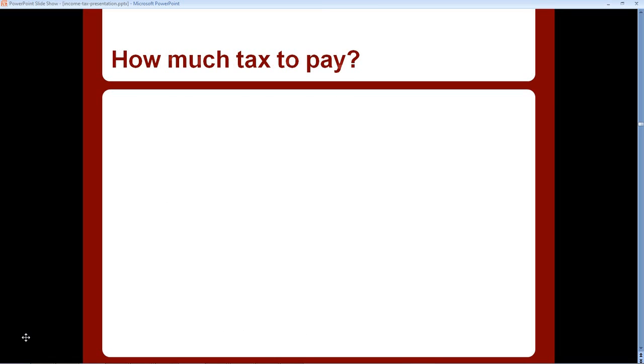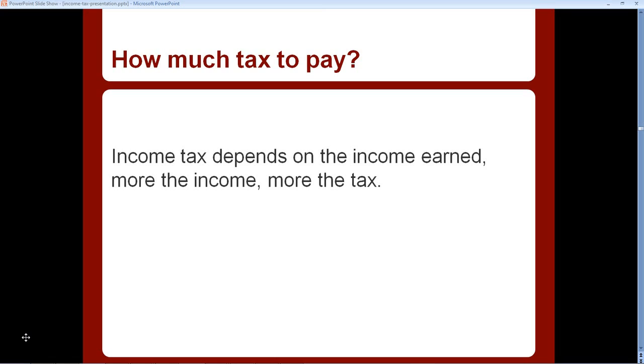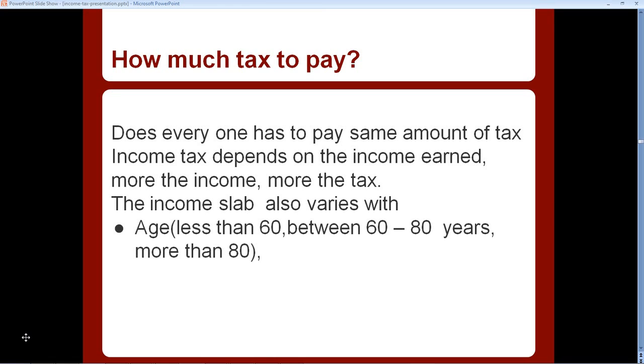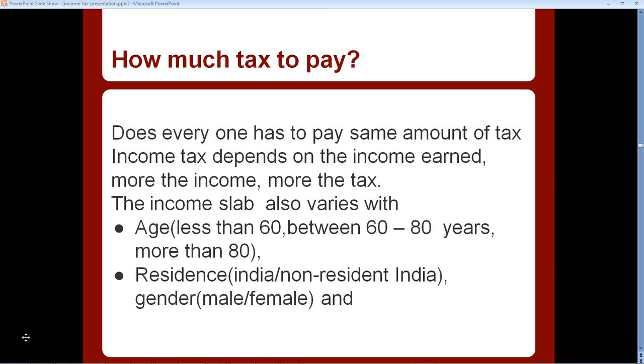How much tax does one pay? Income tax depends on the income earned. The more the income, the more the tax. So not everyone has to pay the same amount of tax. The tax also varies with age. So they are divided into less than 60 years of age, between 60 to 80 years called senior citizens, and more than 80 years which are called very senior citizens. It is also based on the residence, whether you are a resident of India or a non-resident of India, whether you are male or female, and it depends on the financial year.